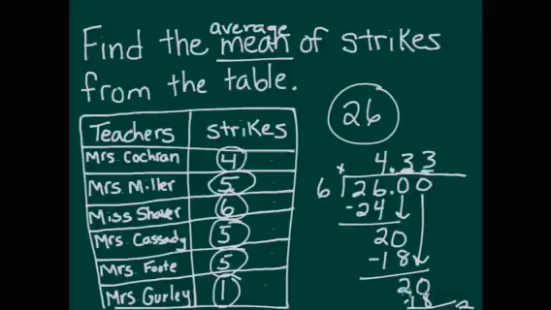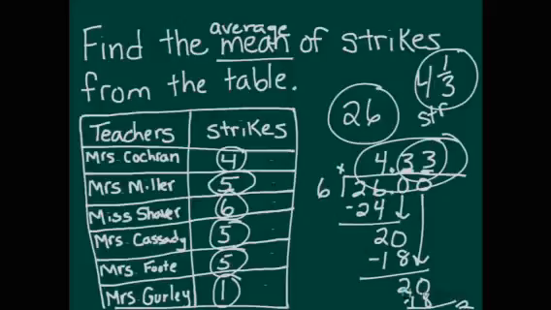Okay, so I have found my mean of 4.33. So I could say the average number of strikes the 5th and 6th grade teachers made was 4.33 strikes, or 4 1/3 strikes.